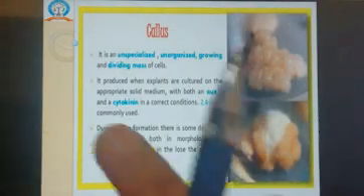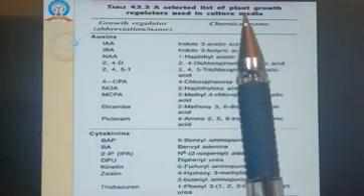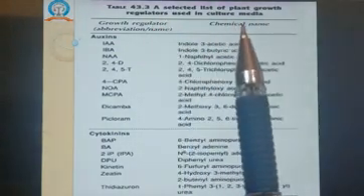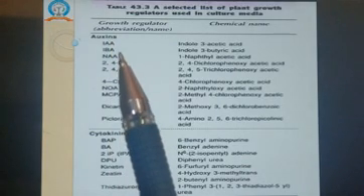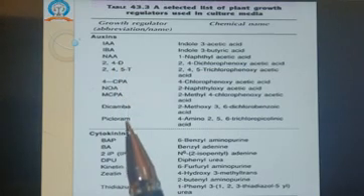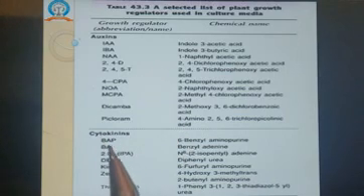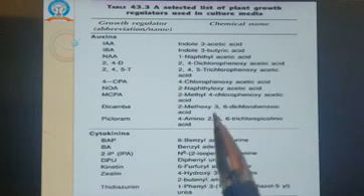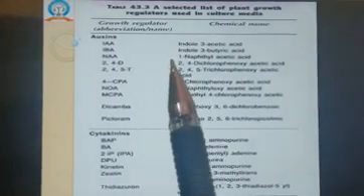Okay, so you can see here in this table a selected list of the plant growth regulators used in culture media. These are the auxins and these are the cytokinins. The IAA, IBA, NAA, 2,4-D, etc. All these are examples of auxin growth hormones, and the cytokinins are BAP, benzyl aminopurine, then 2iP, kinetin, zeatin, then thidiazuron. These are the different types of growth hormones or growth regulators.